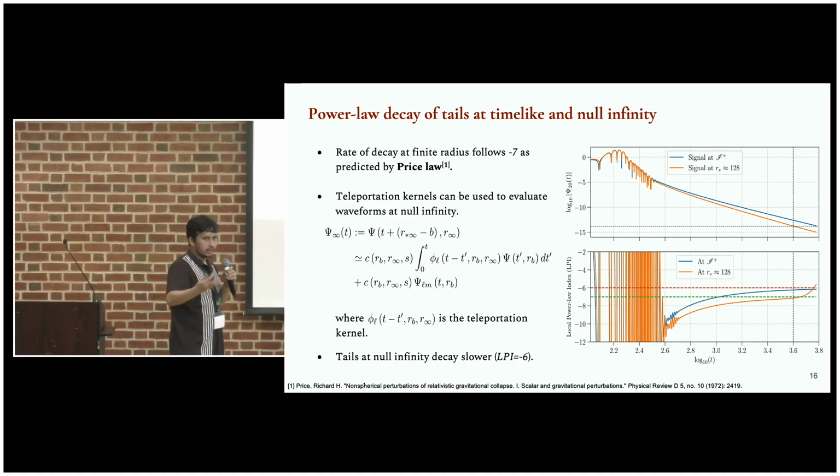What we know from analytical results, this result by Richard Price, is that the solutions fall off as a power law. This falling off as a power law in a log-log plot essentially means you approach a straight line. So this orange plot should approach -7 here. That is, it falls off as t to the power -7, so l plus 1 is -7, but the solution at null infinity decays one power slower, which is -6, and hence the solution approaches -6 at large times. This is a validation for the method.